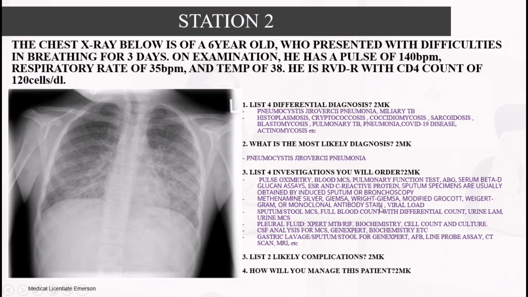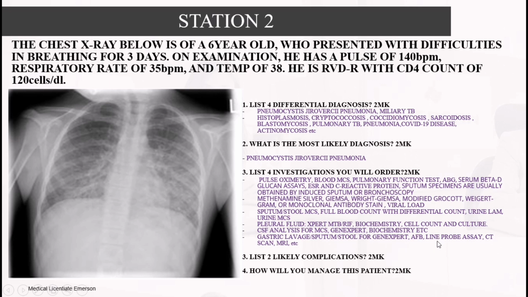Then after that, other things you can do: a viral load, since we just did the CD4 count here. Then you can do a sputum MCS if you want, or you can just do your GeneXpert and the like to rule out TB. Then your full blood count with differential count, urine RAM, urine MCS, pleural fluid analysis. So you can do GeneXpert for MTB and rifampicin, biochemistry, cell count, and culture for the same pleural fluid you've gotten. Then CSF analysis for MCS, GeneXpert, biochemistry, and others. Then also gastric lavage should be done for GeneXpert as well.